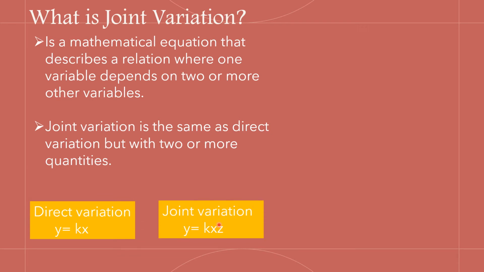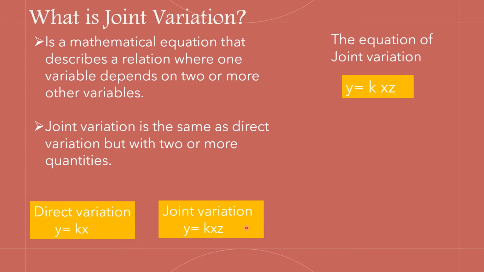Now, this is joint variation. Y is equal to k times x times z. So you notice we added another variable here. So now we are comparing three variables here, x, y, and z, wherein one variable now depends on the two variables x and z. Okay, so again, that's the equation that you need to memorize. Y is equal to k times x times z.